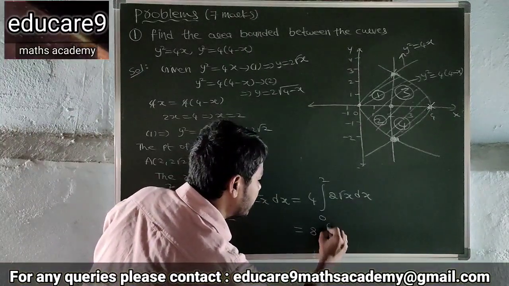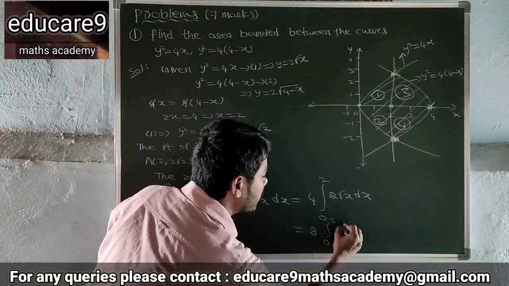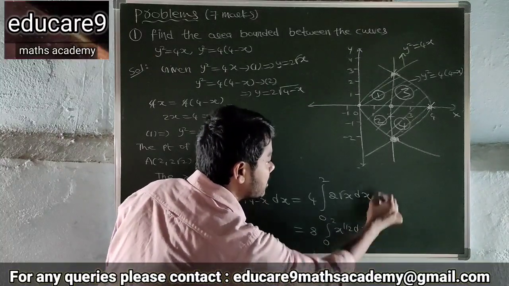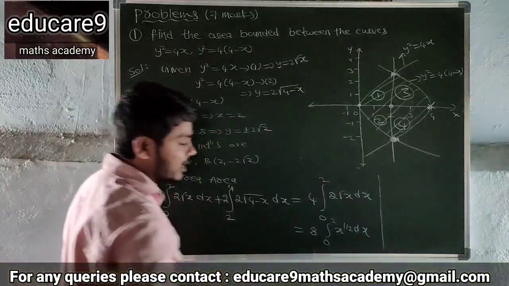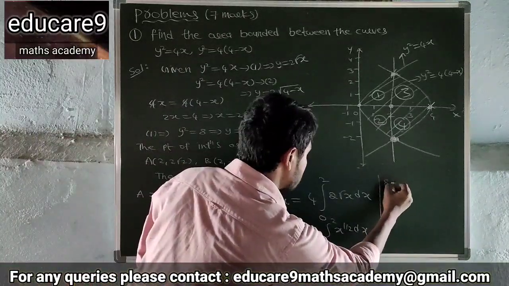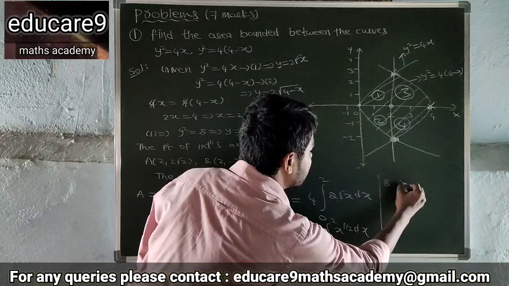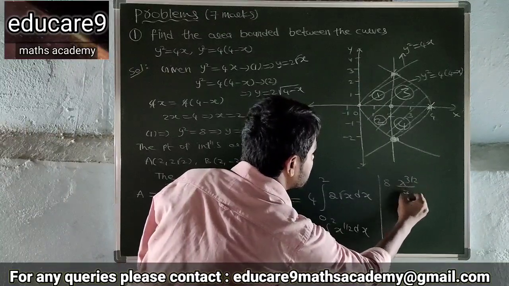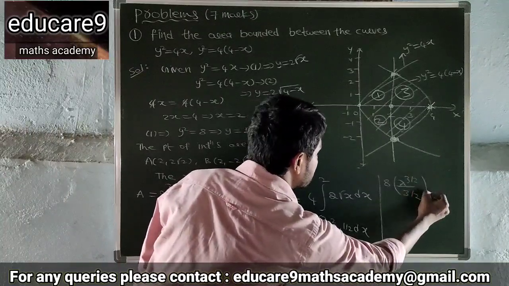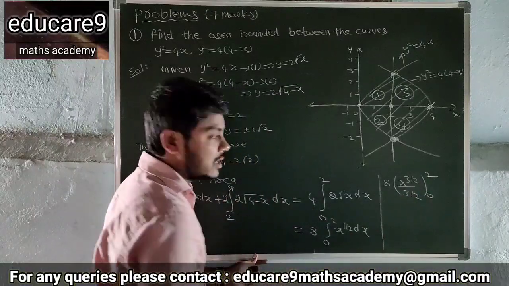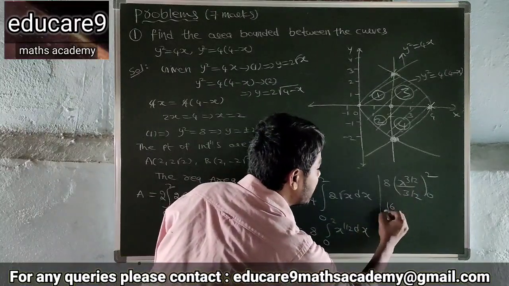8 integral 0 to 2 x to the power of 1 by 2 dx. So you know the integration of x power 1 by 2 formula, that is x power 1 by 2 plus 1, that is x power 3 by 2 by 3 by 2 within the limits 0 to 2. And this is 2 into 8, 16 by 3.